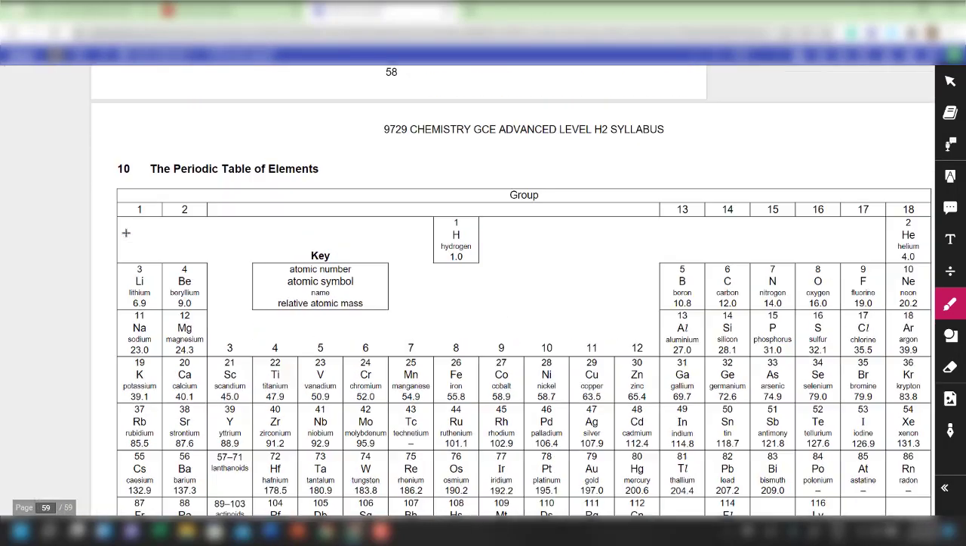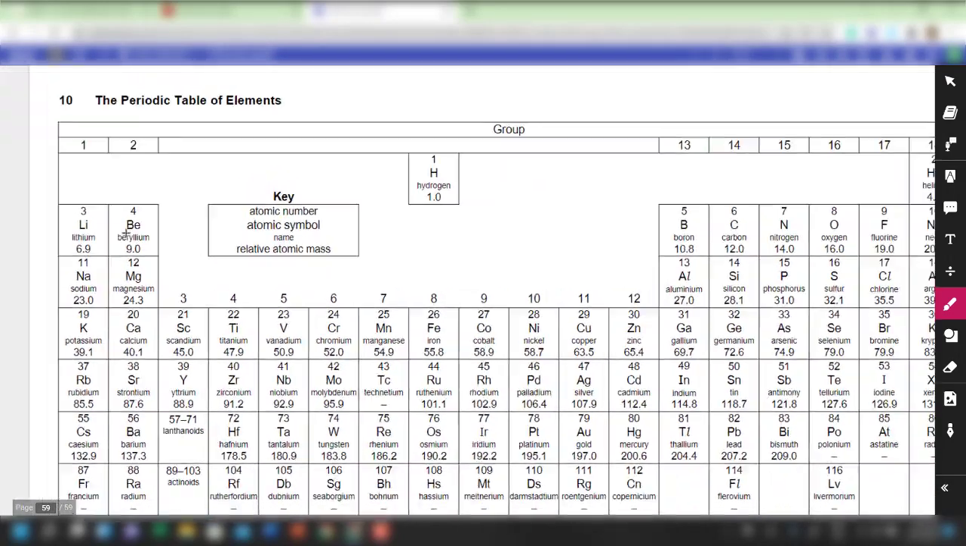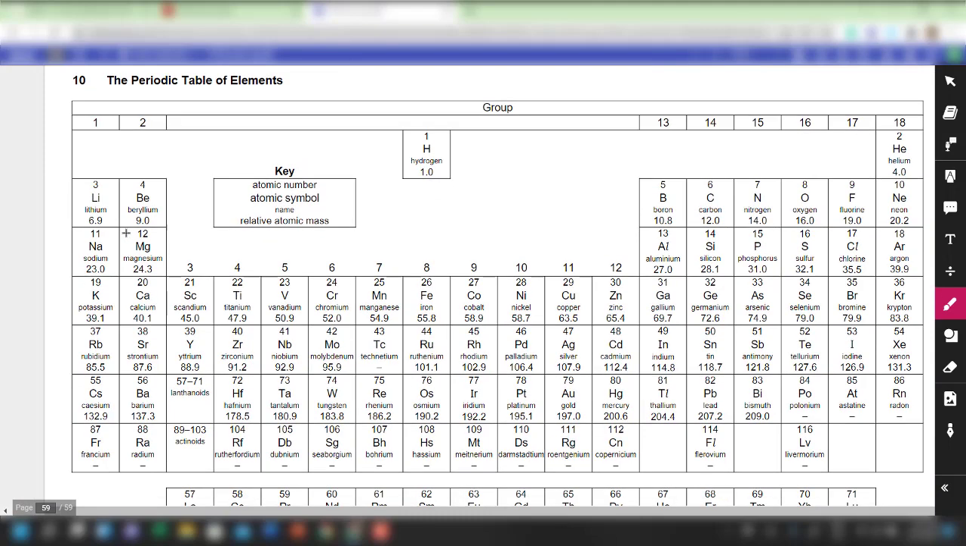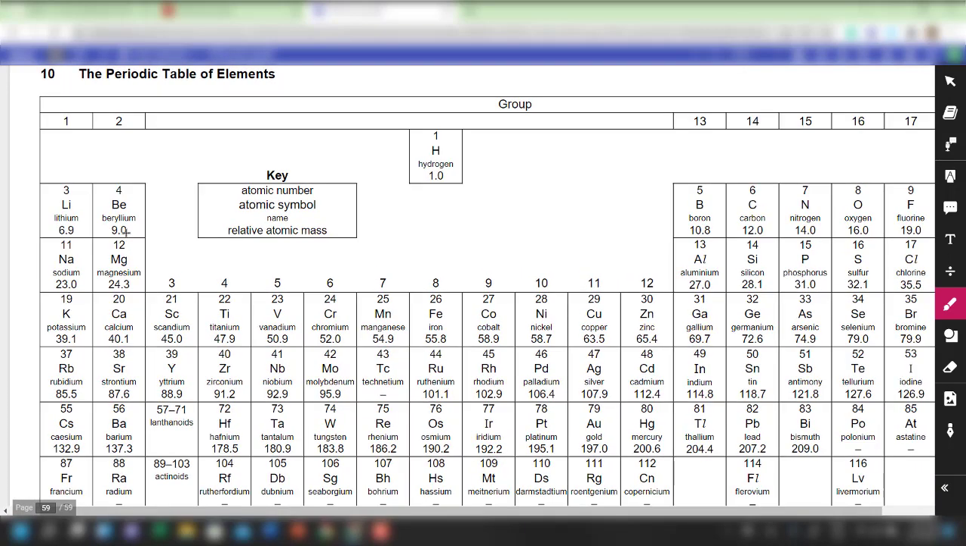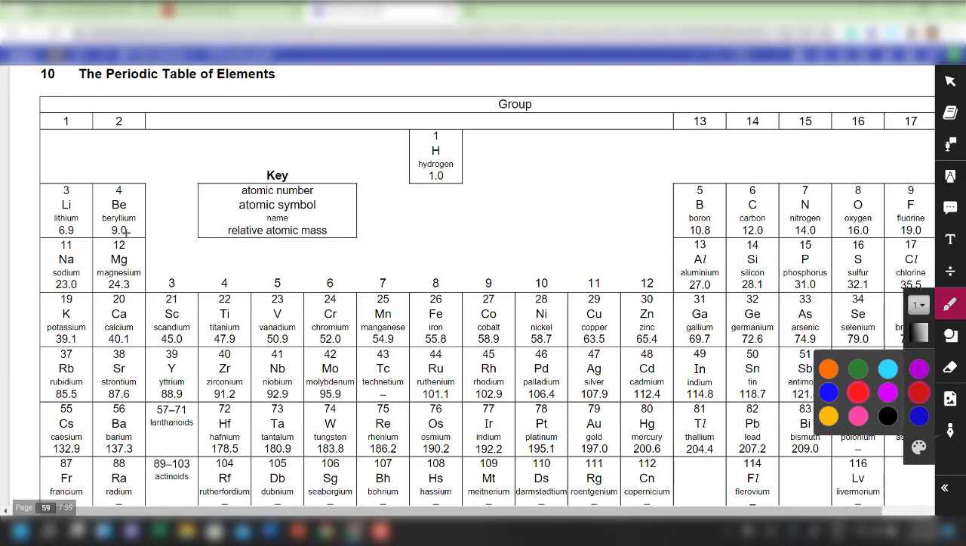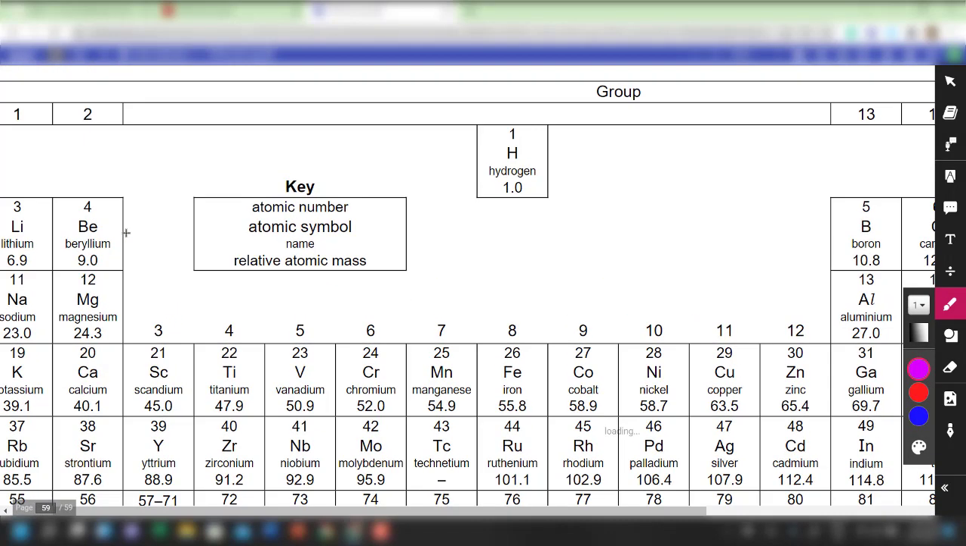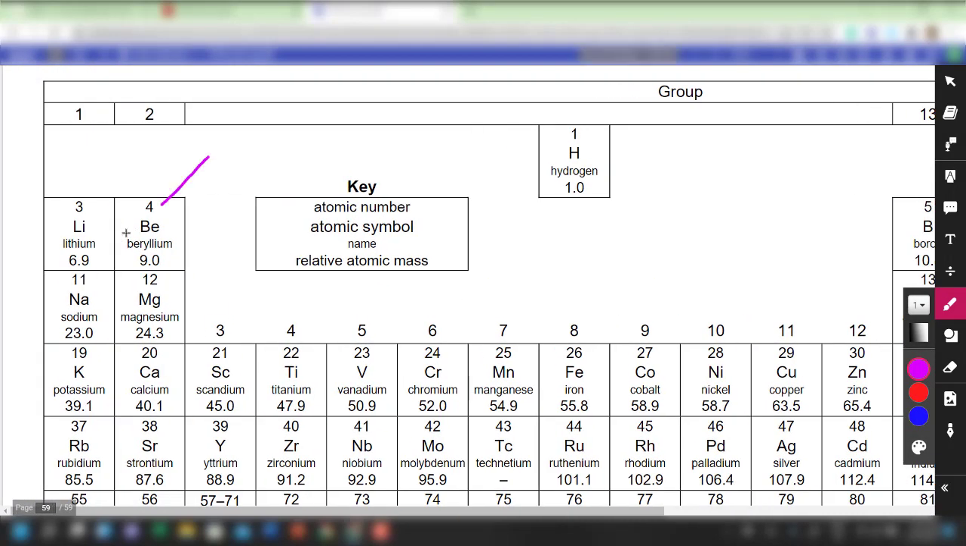The last page is the periodic table. It's a bit different from what you have in secondary school or O levels. Maybe the first thing is the way it's written. You will notice that the atomic number is written on top. The symbol is given, then the name, and then the relative atomic mass is given below, in 1 decimal place. So in H2 Chem, you have to quote the relative atomic mass to 1 dp.